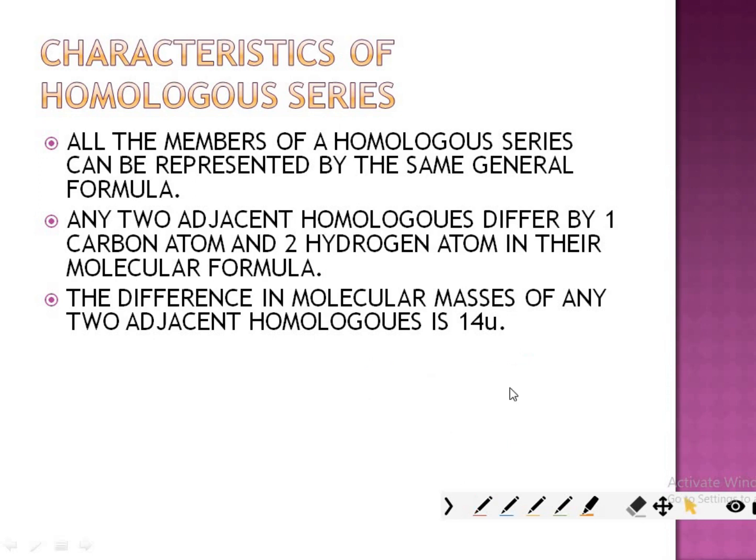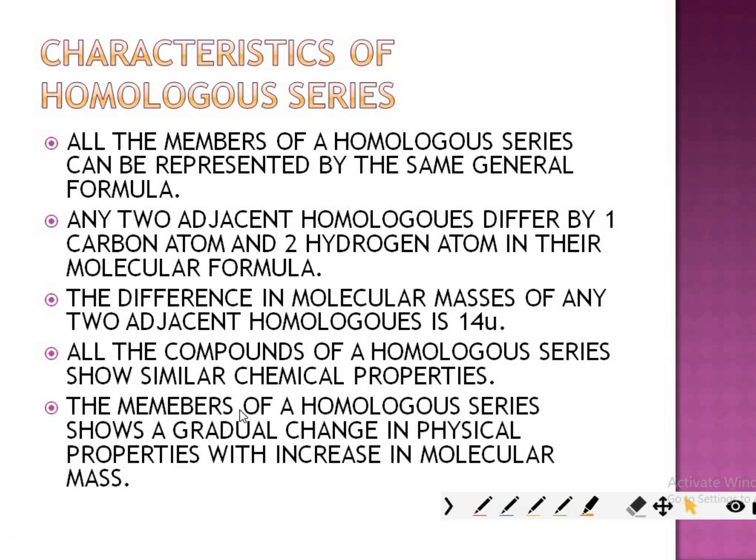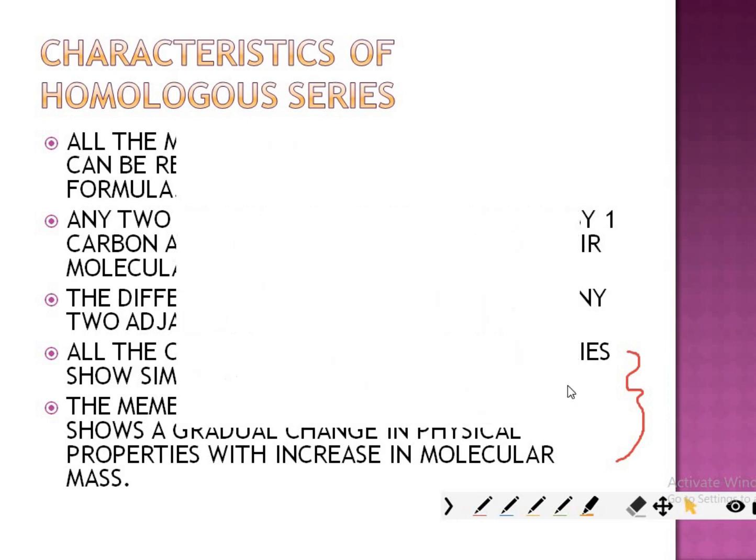This is what is okay. The next characteristic is all the compounds of homologous series show similar chemical properties. Now this is an important one, you have to remember this, okay. Then examples: the members of homologous series show a gradual change in physical property with increase in molecular mass. You have to remember these two properties. There is no way to understand this, okay. You have to just remember it.